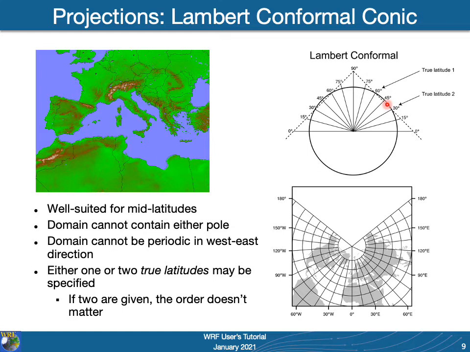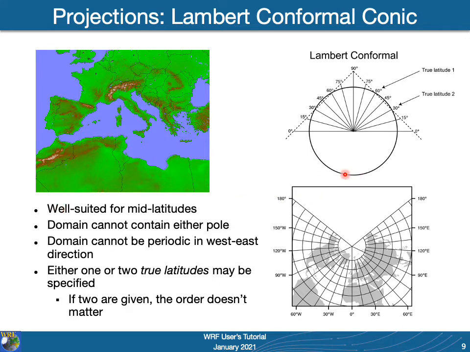After we've projected the Earth's surface onto this cone, we can cut the cone along a longitude line and flatten it out into a plane. So typically, these true latitudes are chosen to be around mid-latitudes, again, either in the northern or southern hemisphere of the Earth. And so this means that this projection is typically used for mid-latitude domains.